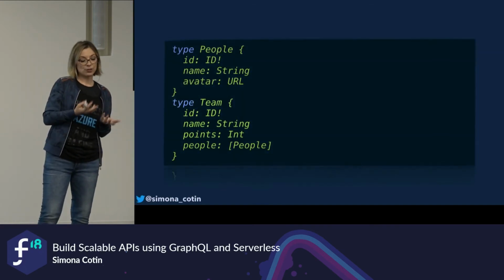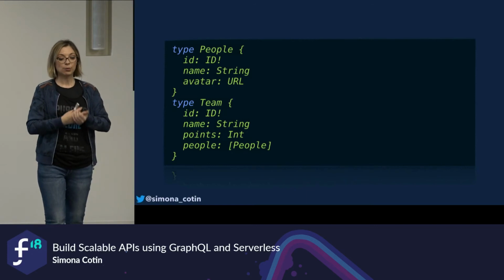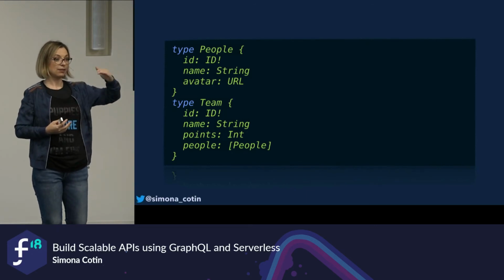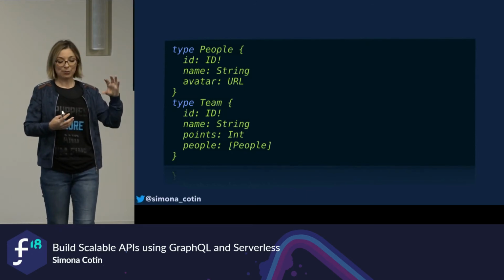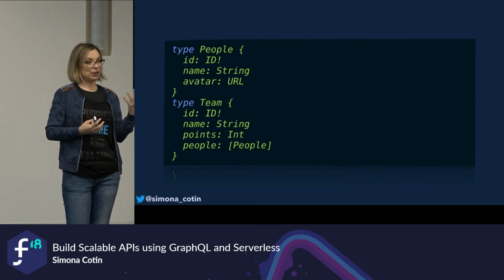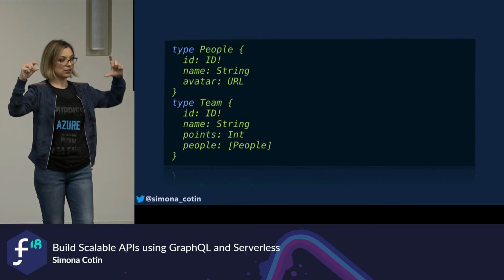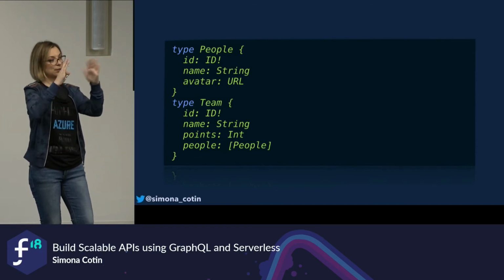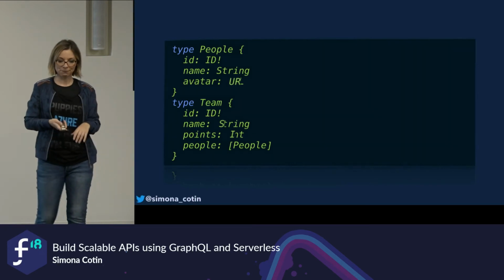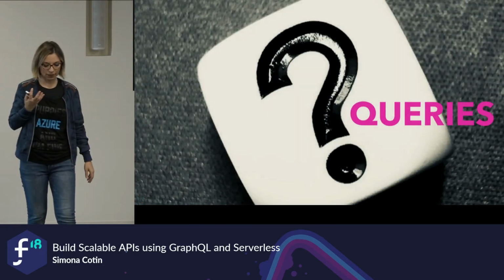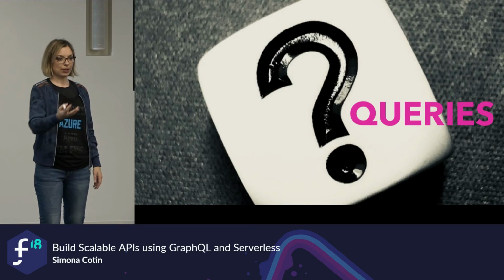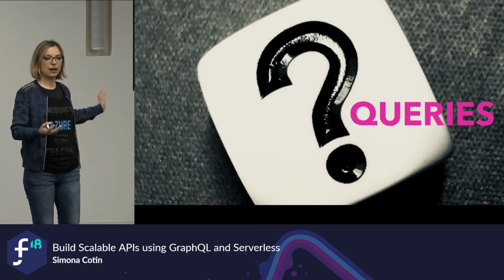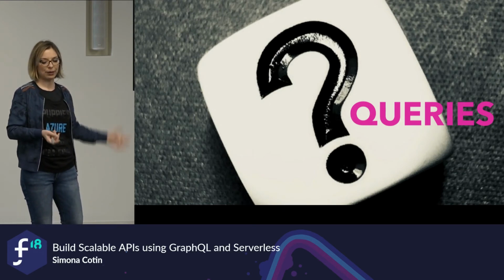ID, which is mandatory, name, which is string, and points, which is int. And then if we wanted to have a nested type, we could define a people type, which would then, in our team, could contain a list of people. And that's how we define an array. We basically add square brackets, and then we set the type name. So I mentioned also operations. That was just to give you an idea of how a type looks like and how you define one.